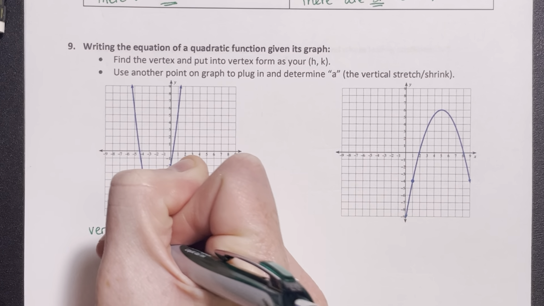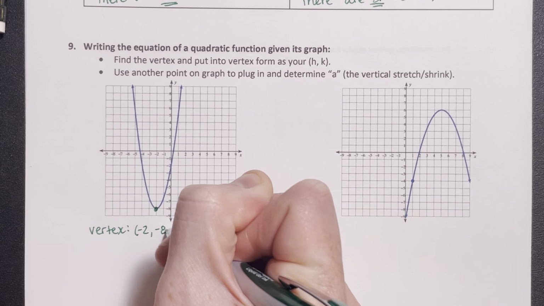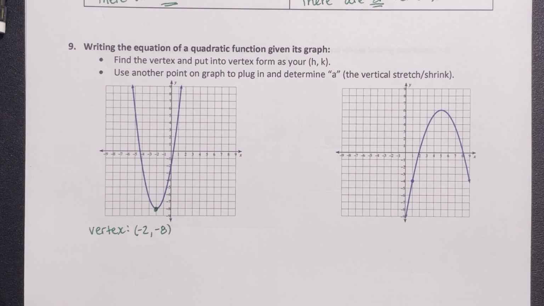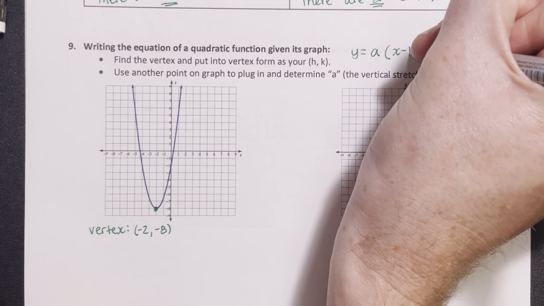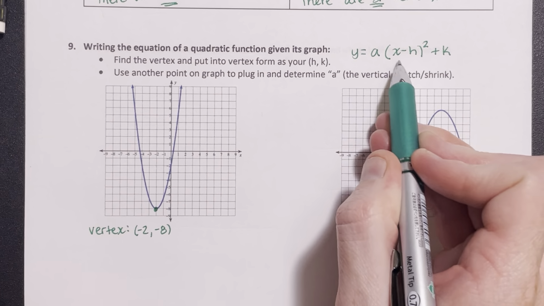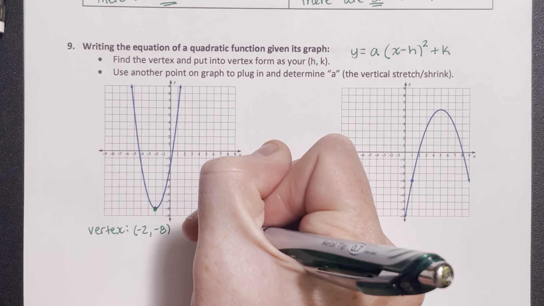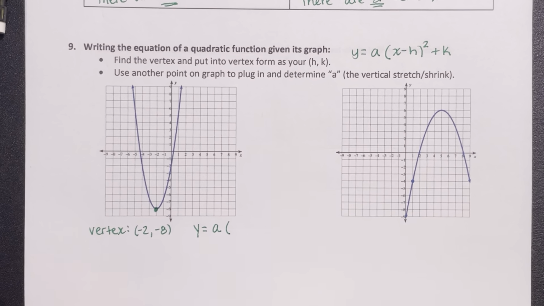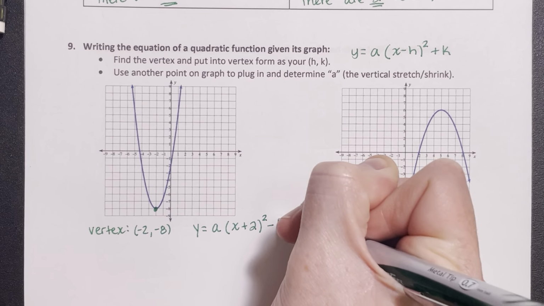Our vertex is at -2, -8. So at least we know we could put this into vertex form using that vertex. Our vertex form equation was y equals a times (x minus h) squared plus k. So we know how the vertex shifted. It shifted left 2 and down 8. We're going to at least fill in what we can. So that makes that (x plus 2) squared minus 8.